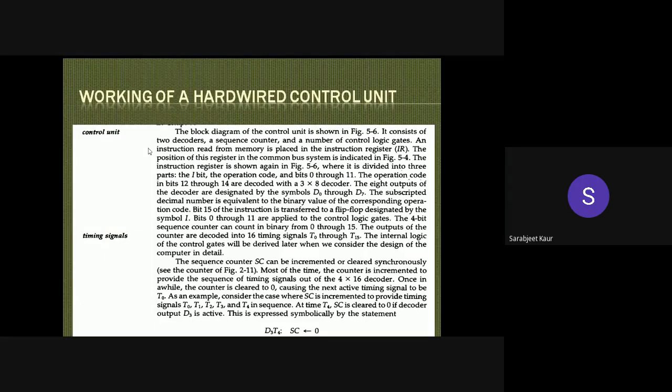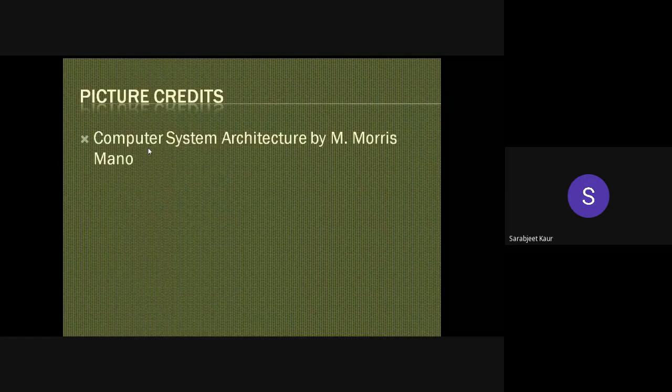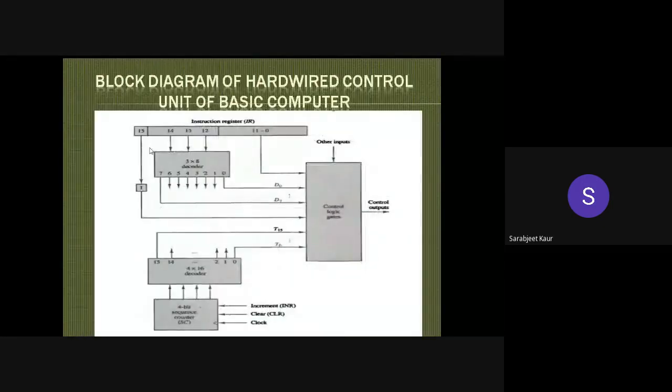Dipali, can you please read the screen for me? Control unit. The block diagram of the control unit is shown in figure 5.6. It consists of two decoders, a sequence counter, and a number of control logic gates. I'm showing side by side, okay? So these are the two decoders. One is a 3 cross 8 decoder, then the 4 cross 16 decoder, and this is the sequence counter, and these are the control logic gates.